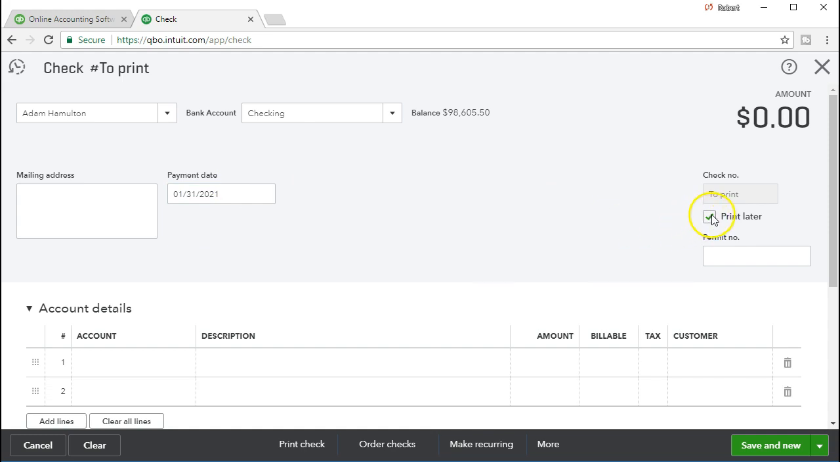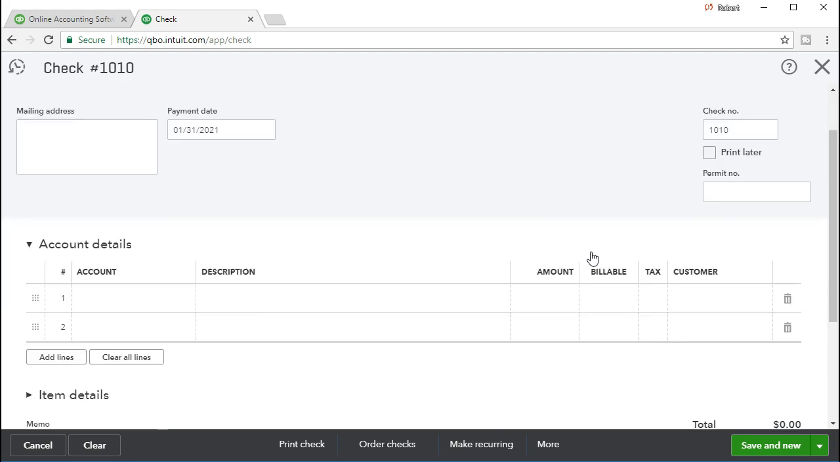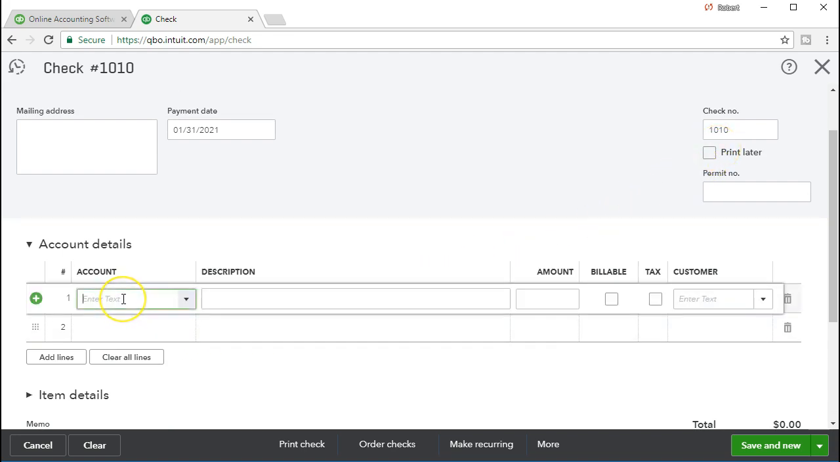We're not going to print this, so I'm going to say this isn't going to be actually printed because we're just entering the check into the system and processing it in some other format outside of the system. The check numbers, however, should match up. Then we're going to enter these accounts.